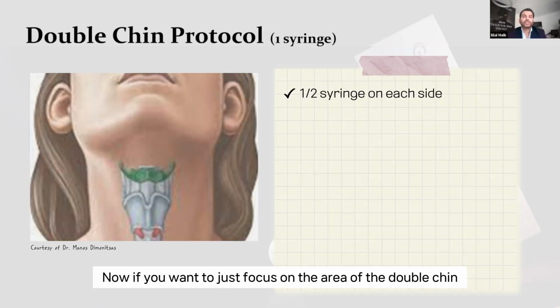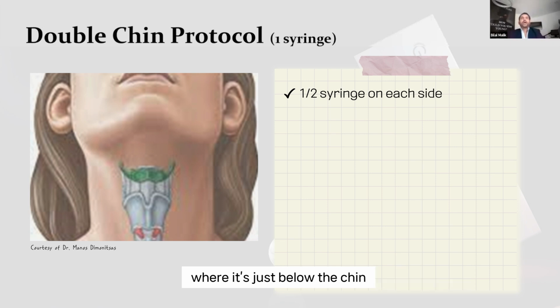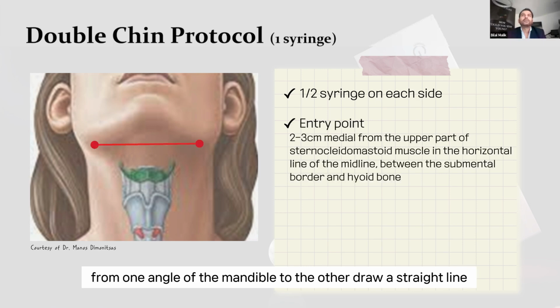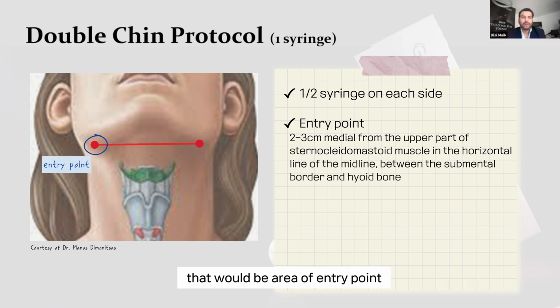Now, if you want to just focus on the area of the double chin, where just below the chin there's a bit of saggy skin or lax skin, that's what this protocol would help with. So what you are basically going to do, I'll simplify this. The way I explain it is that from the angle of the mandible, if you make the patient look all the way up, and from one angle of the mandible to the other angle of the mandible, draw a straight line. That would be your area of entry points.